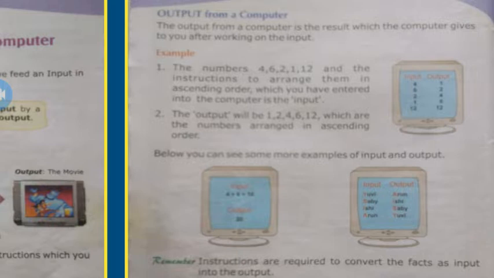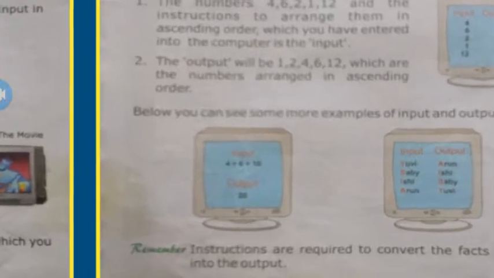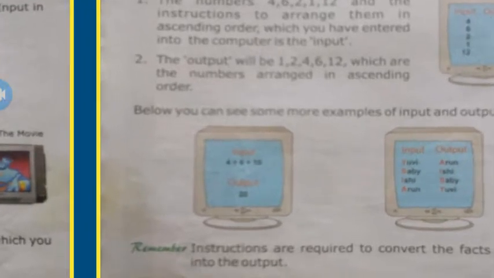Same as it is, suppose you want to add the numbers 4 and 6 plus 10, three numbers you want, then this will be the input and the output will be 20. Same as it is, UV, Sabi, Ishi, Arun. These are the input, and if you want to get the output in alphabetical order, that will be the output like Arun, Ishi, Sabi, UV.